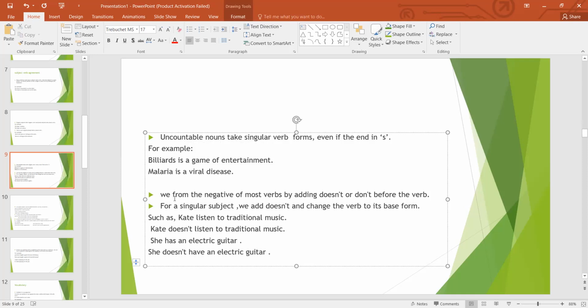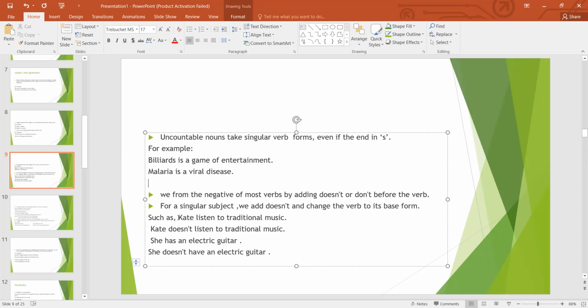Here's another thing. We form the negative form of most verbs by adding doesn't or don't before the verb. Whenever we talk about any negative things, then we should add doesn't or don't before the verb. For a singular subject, we add doesn't. Like if we talk about any singular item or any singular person, we add doesn't. And also change the verb to its base form. How?